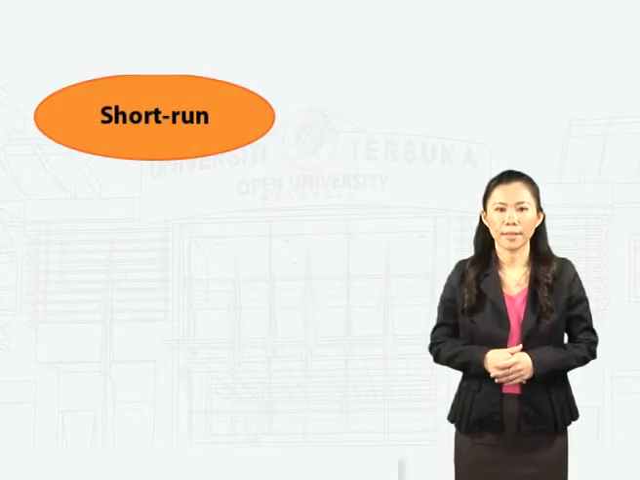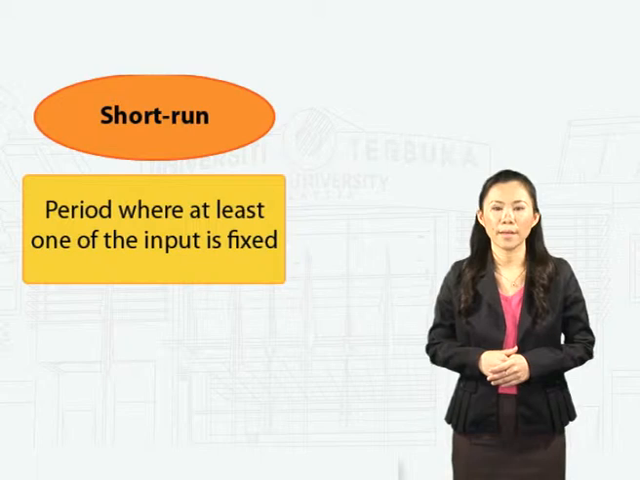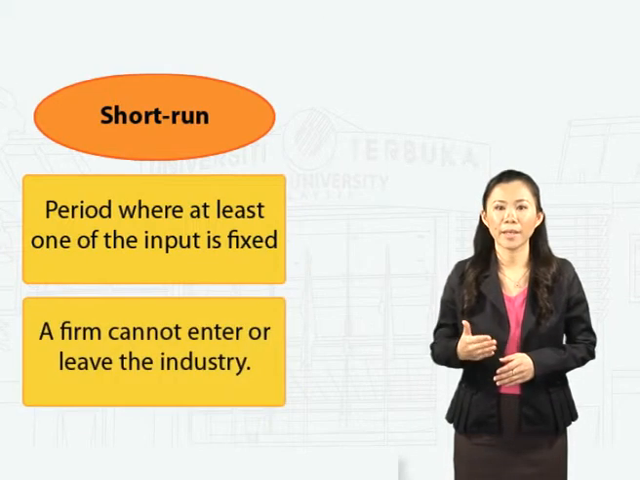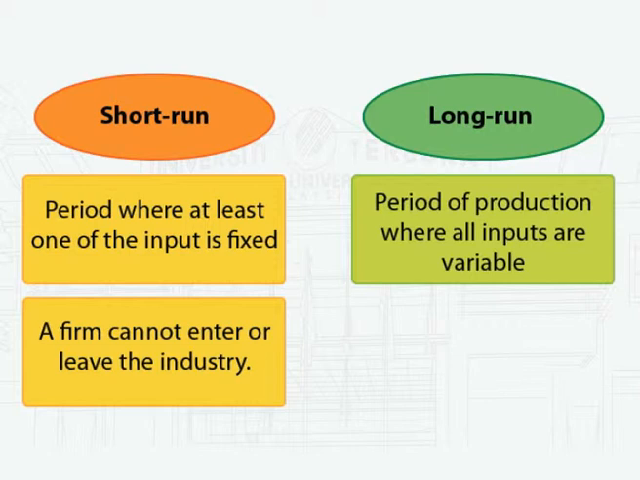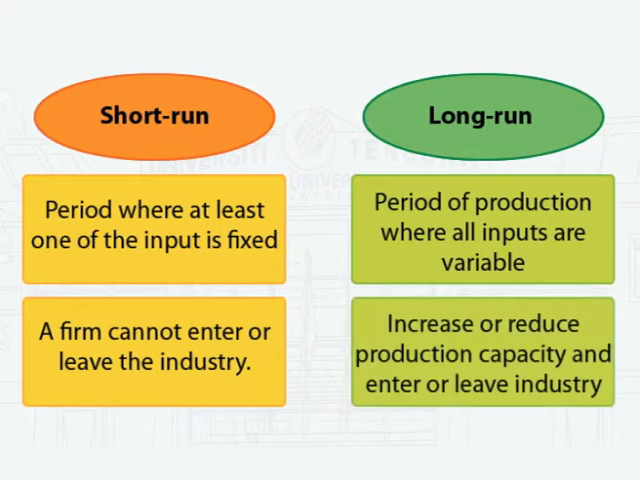What is the relationship between inputs and period of production? Fixed input and variable input are closely related to the concept of production period. Short run in production is a period where at least one of the inputs is fixed, and a firm cannot enter or leave the industry. Long run is a period of production where all inputs are variable, and firms can increase or reduce their production capacity, and also enter or leave the industry.